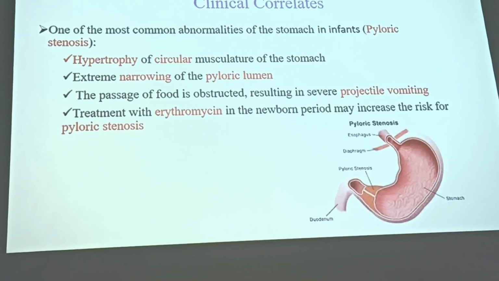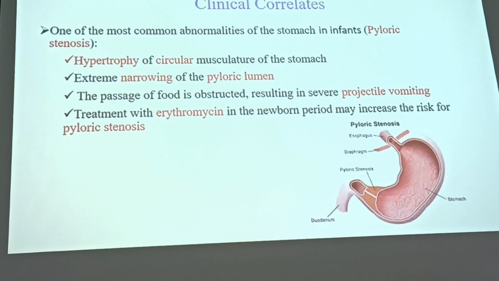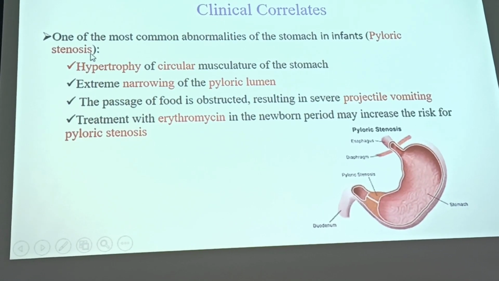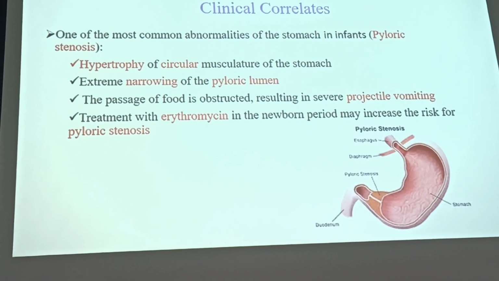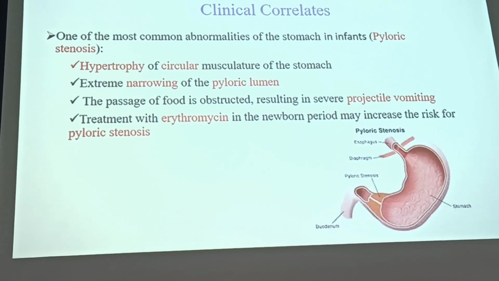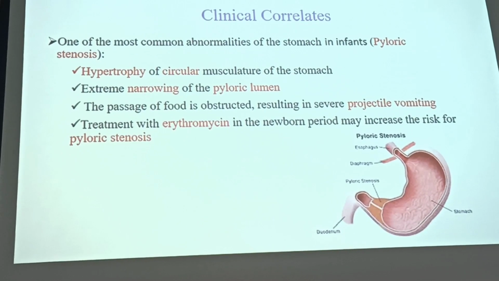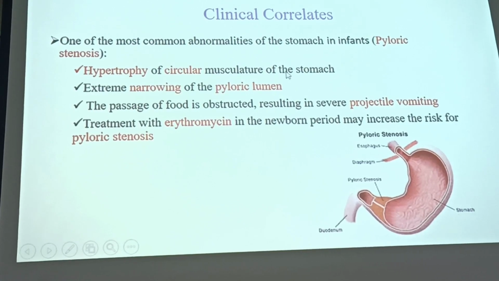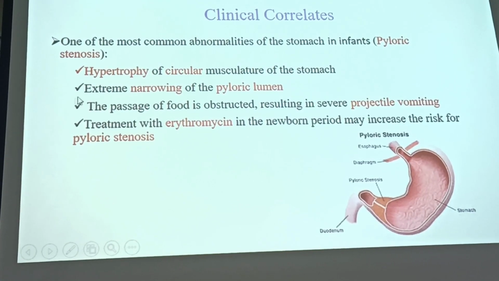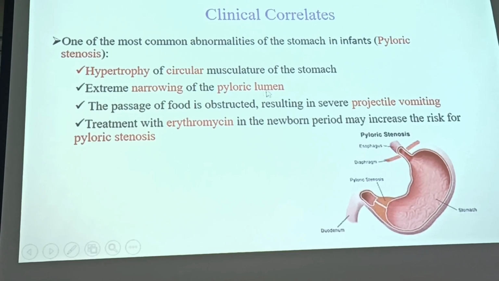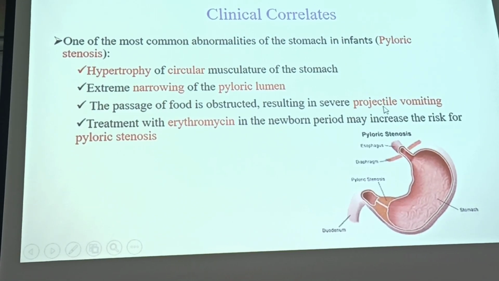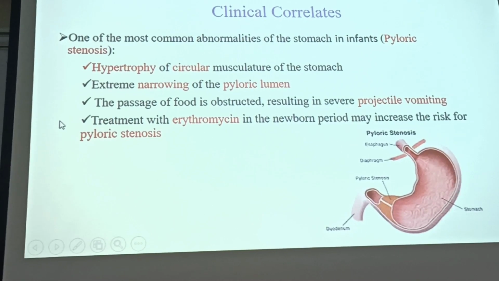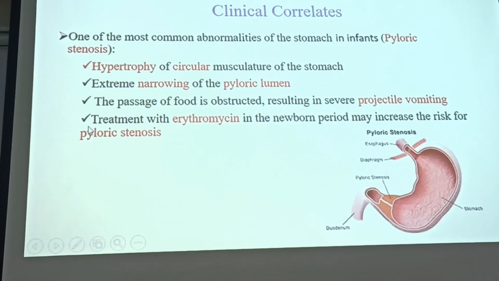Clinically, there is an abnormal or pathological condition that is called pyloric stenosis. Pyloric stenosis. This condition is characterized by hypertrophy of circular muscle of the stomach, extreme narrowing of the pyloric lumen, and projectile vomiting. Okay? Please attention to this sentence.